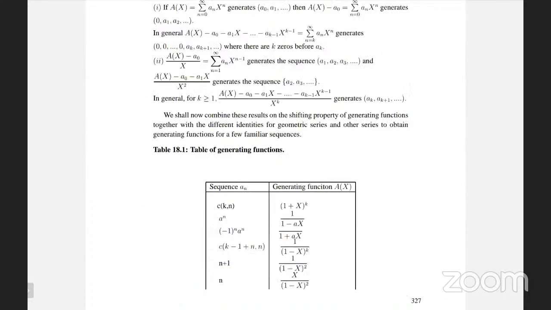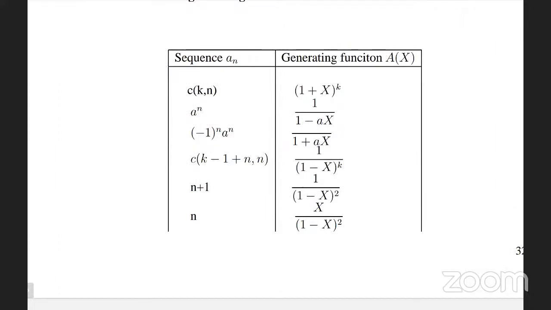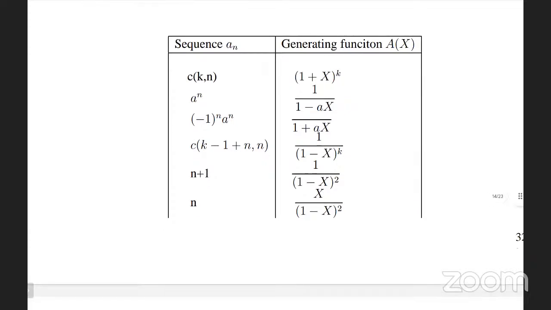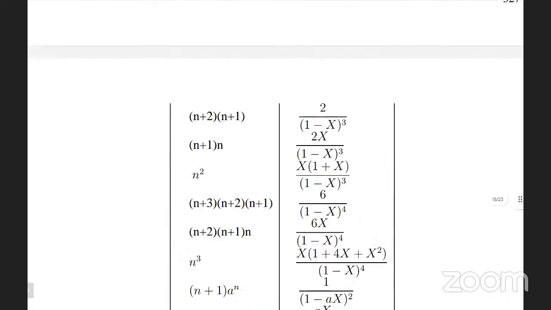According to the sequences given, for C(k, n) we use the generating function (1 + x)^k. Wherever we have (−1)^n a^n, we use 1/(1 − ax). Then for C(k − 1 + n, n) it is 1/(1 − x)^k. For n + 1, I can use 1/(1 − x)². For n, it is x/(1 − x)². For (n + 2)(n + 1), it is 2/(1 − x)³.